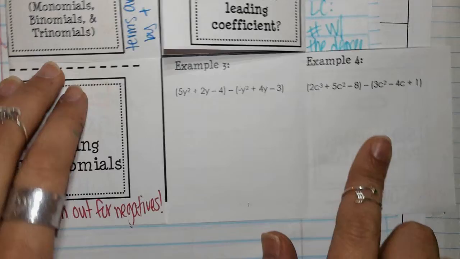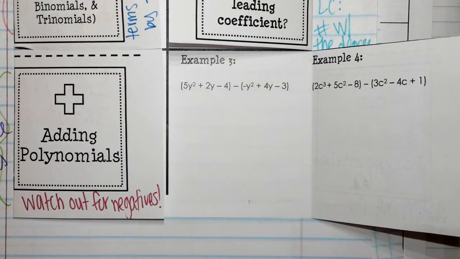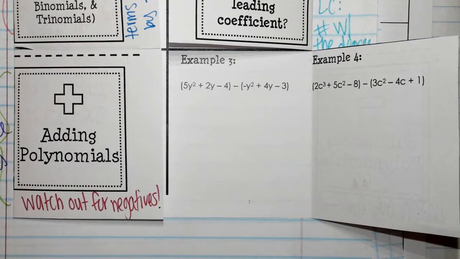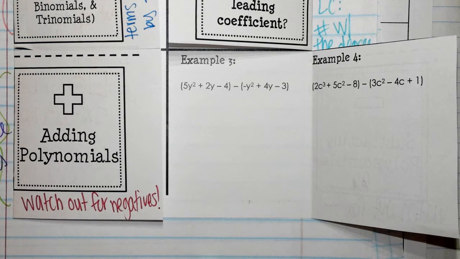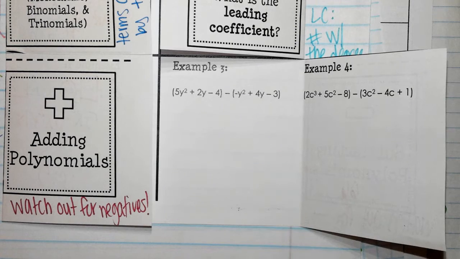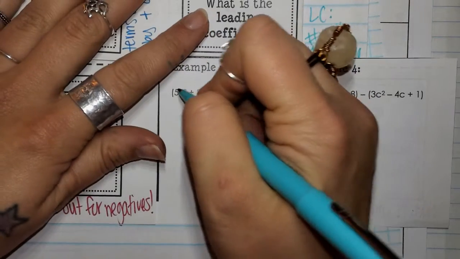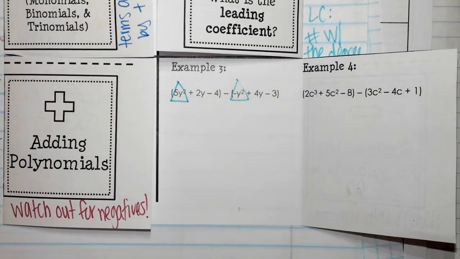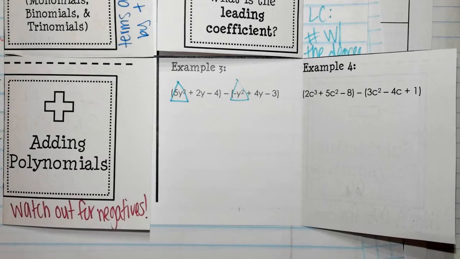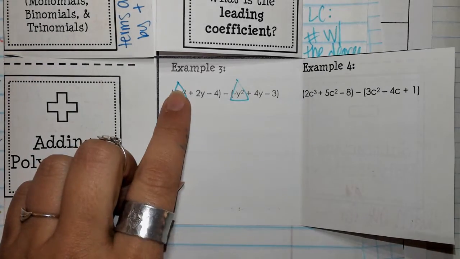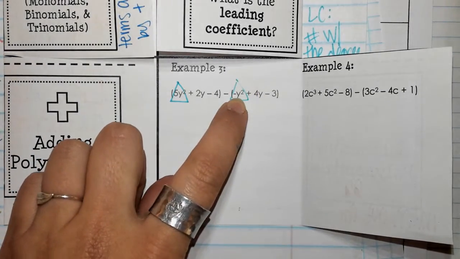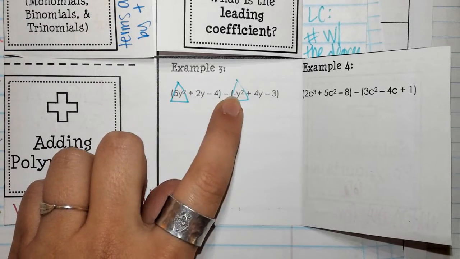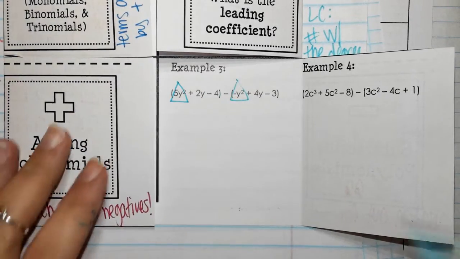Alright, now subtracting. We're going to do the same thing with our triangles, lines, and tigers. So we're going to put a triangle around our y squares. Is everybody ready for the magic? Now, it's 5y squared minus a negative y squared.